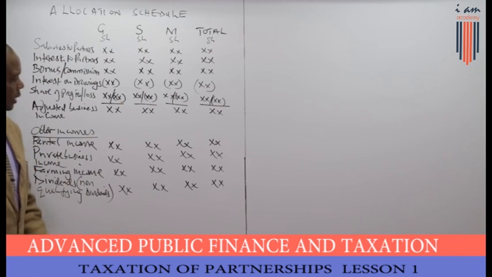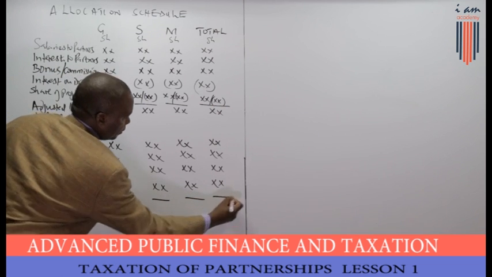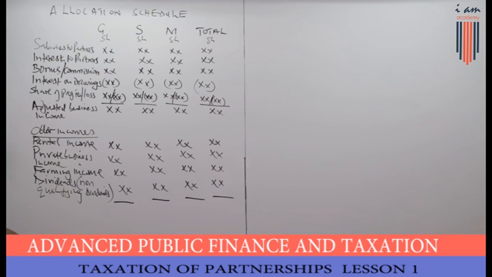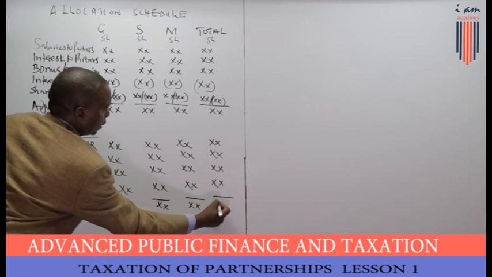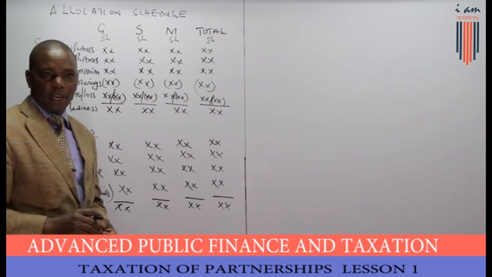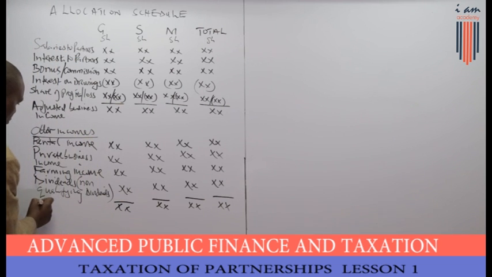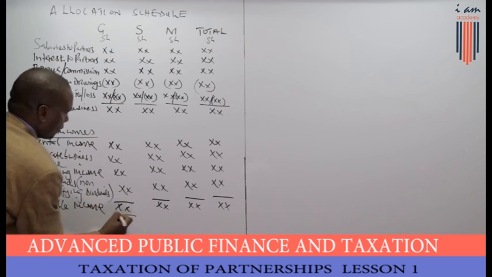So once we get all the income from the other sources, what we shall do is we again shall take a total of the income from the normal business operation and the income from the other sources. We get a total there, and we shall have the total taxable income of a partner.